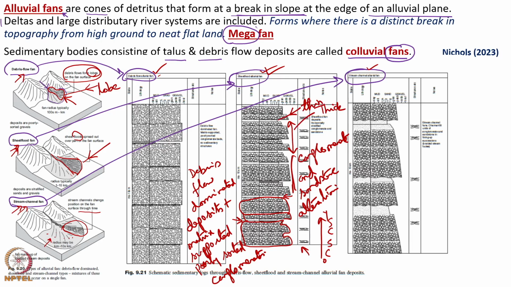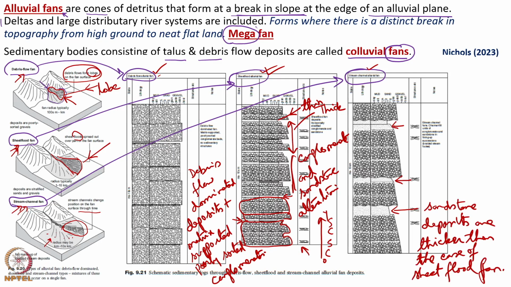Now, let us look at the stream channel fan. In this case, the sandstone deposits are thicker. We have conglomerate, sandstone, conglomerate, sandstone, conglomerate, sandstone and conglomerate. The result is that we get a fining upward succession. What has been said is general information, and the exact information might vary from alluvial fan to alluvial fan.